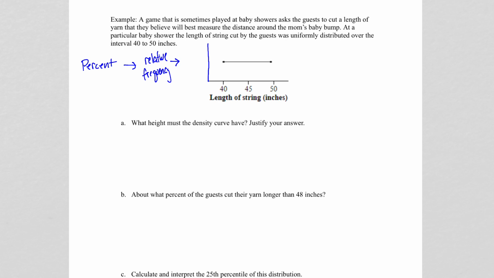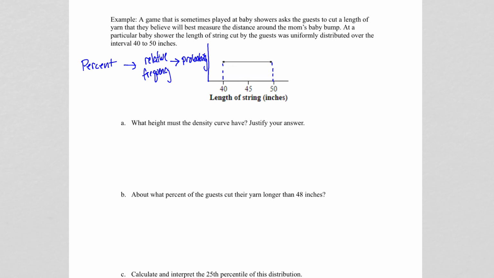Well, another way we could think of this is calling this the probability. So probability takes on values from 0 to 1, just like percents take on values from 0% to 100%. So we could use them interchangeably, and we usually do. So the question asks, what height must the density curve have? Well, since it's uniform, we could think of this curve as being a rectangle, right? That's just a rectangle.